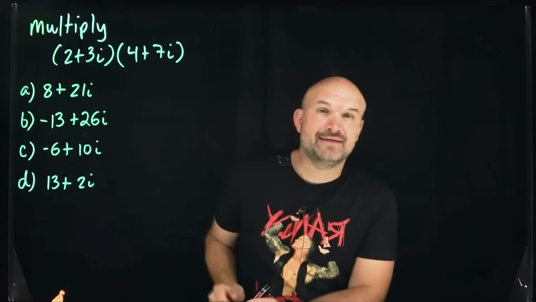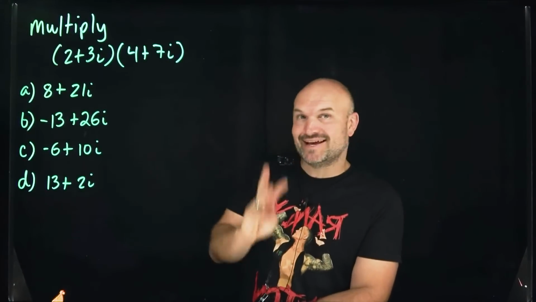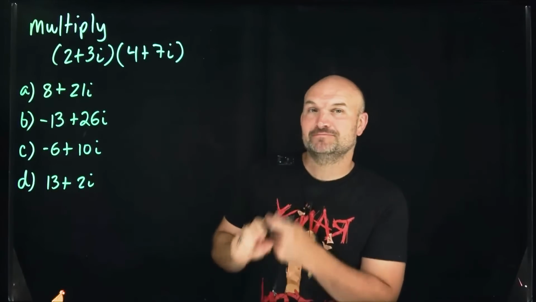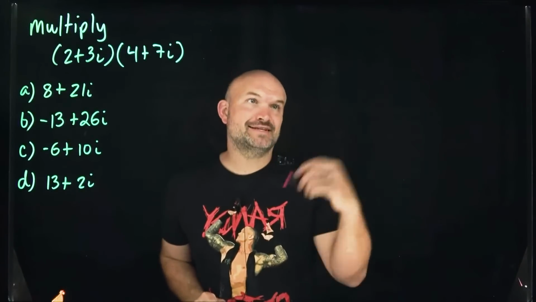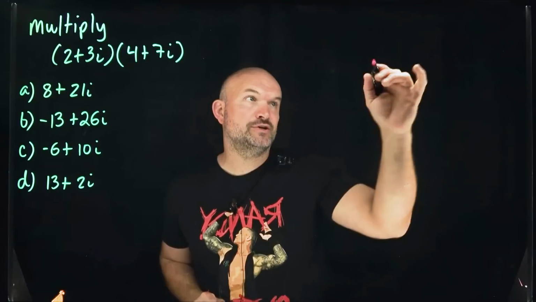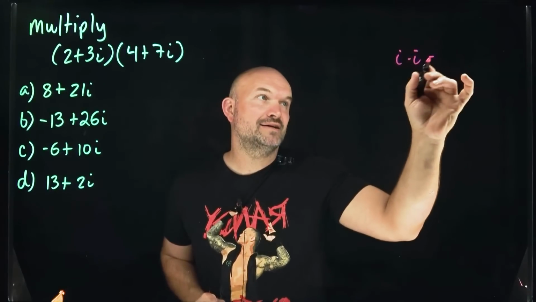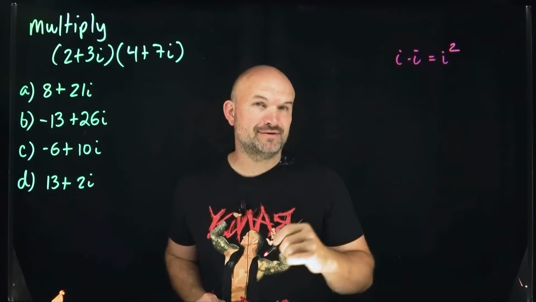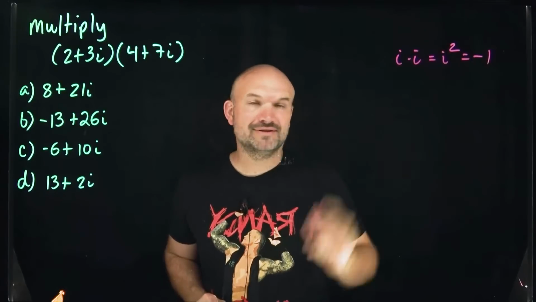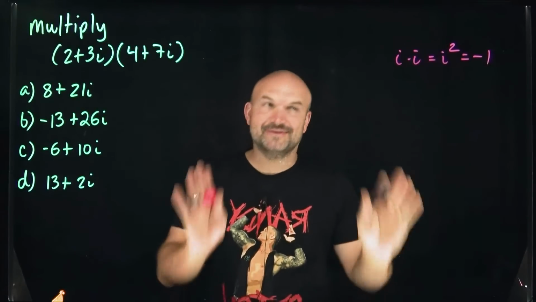Now, before you go ahead and multiply this out, there are 3 things that are important that you need to know. The first thing that I think is very important is understanding our imaginary unit. i times i is equal to i squared, which is also equal to -1. Remember that. Don't forget it.